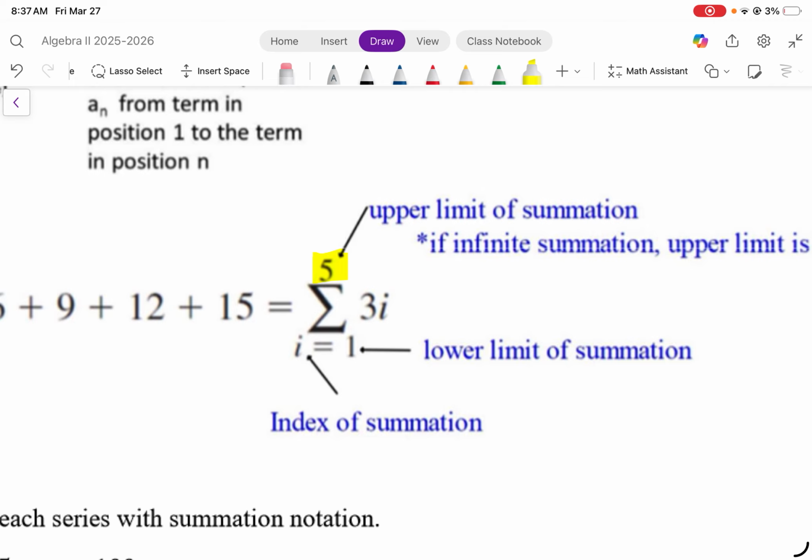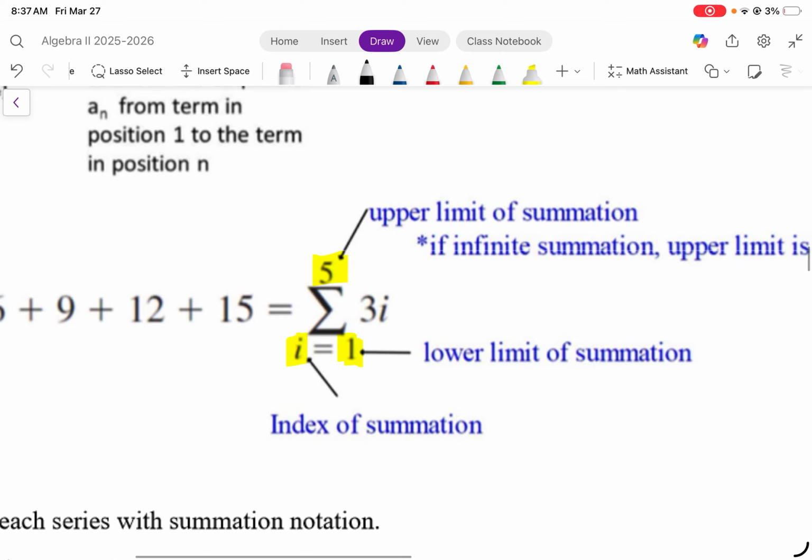On the bottom, that gives us our lower limit. That tells us the term we're starting with. So in this one, we're adding the 1st term to the 5th term. And then I is just your index. You will see a lot of different variables written down there. So if you use I, you could use N. Sometimes it's written with K or X. So that variable is not super important right now. You just need to make sure you write one. That variable, however, is then part of the rule.